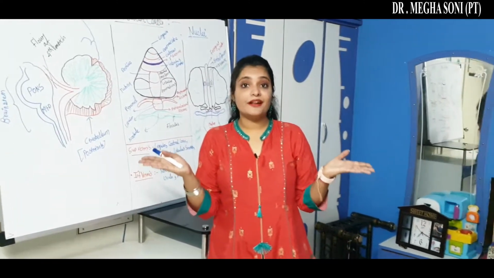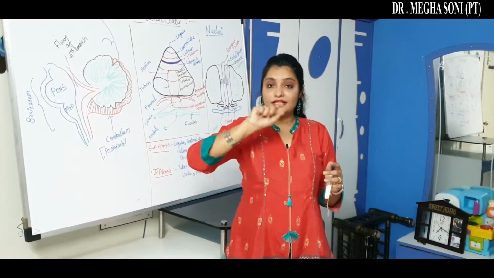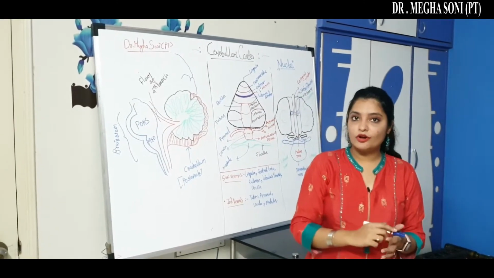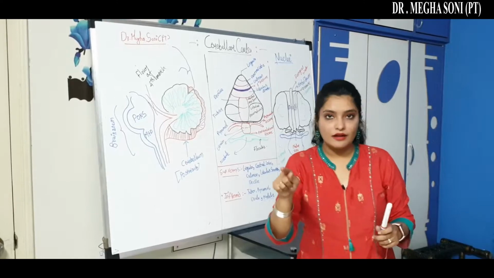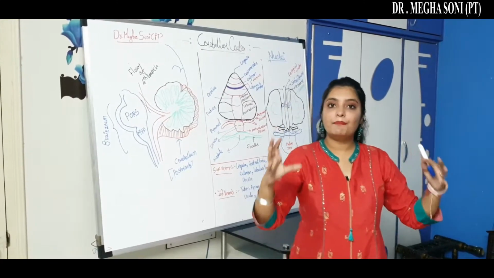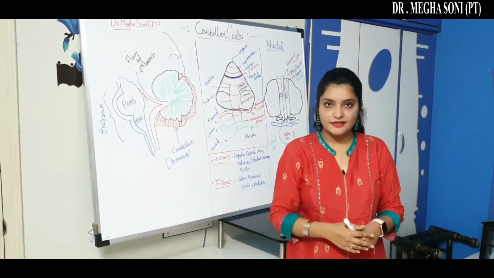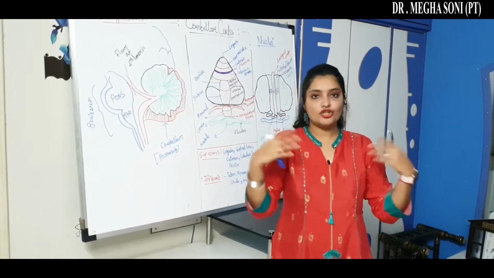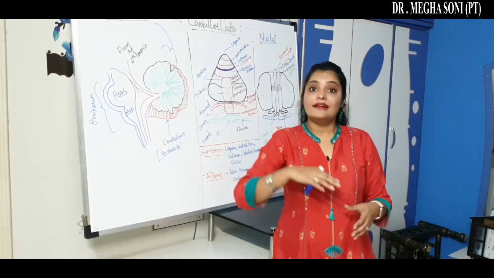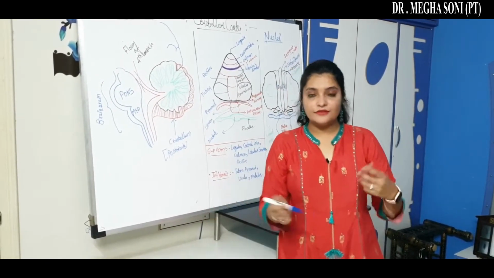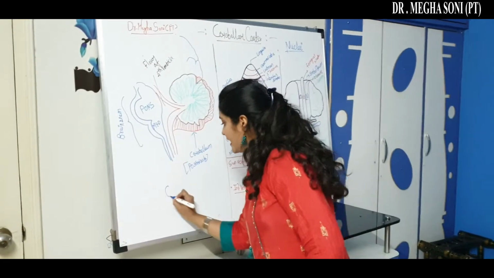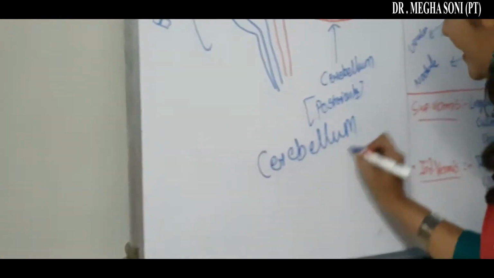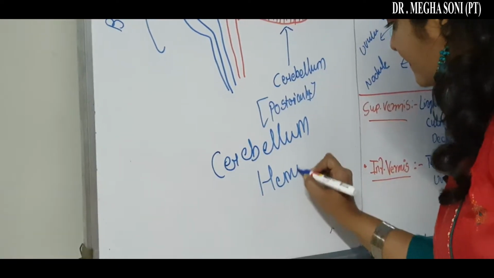So just like the cerebral hemisphere, okay, cerebral means brain. Right now I am talking about the cerebellar. Cerebellar hemisphere means the part of the cerebellar cortex. So the cerebellum has two hemispheres, just like the cerebral hemisphere: right side of the cerebellar hemisphere and left side of the cerebellar hemisphere. The spelling is different. This is the cerebellum hemisphere.